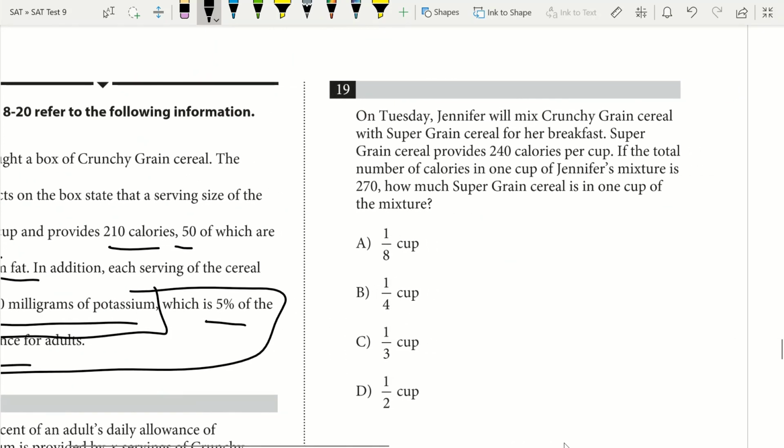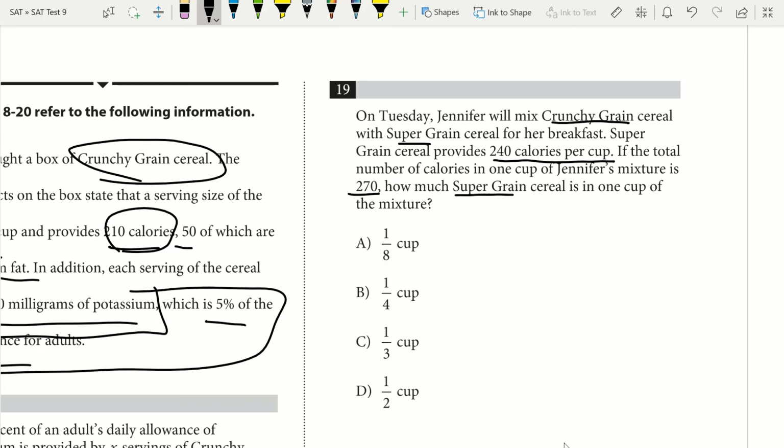Let's go and look at 19. On Tuesday, Jennifer will mix crunchy grain cereal with super grain. Now, we dealt with crunchy grain in the word problem over here. Super grain provides 240 calories per cup, which we know is more than the 210 that is provided by crunchy grain. If the total number of calories in 1 cup of her mixture is 270, how much super grain cereal is in 1 cup of the mixture?